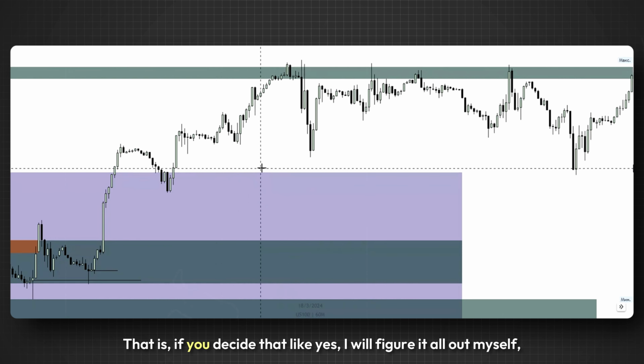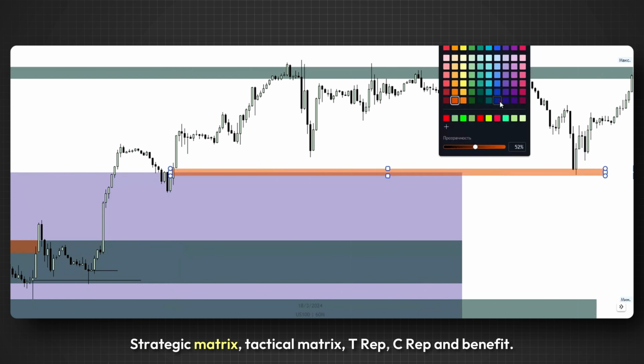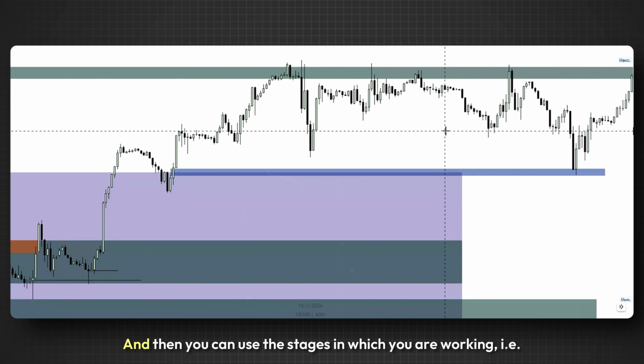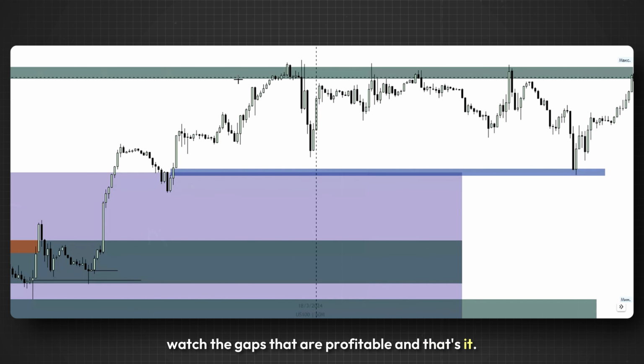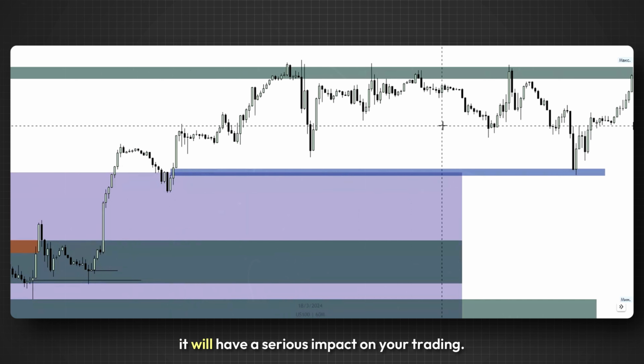If you decide that you will figure it all out yourself, use these things: strategic matrix, tactical matrix, T-rep, C-rep, and benefit. Then you can use the stages in which you are working, i.e., whether it's an impulse or a correction or a consolidation, and combine it all. Depending on these stages, watch the gaps that are profitable, and that's it. And this technique of the greatest and least resistance will have a serious impact on your trading.